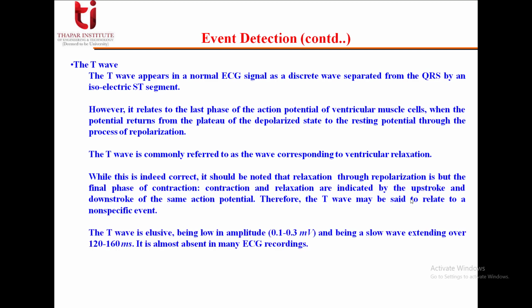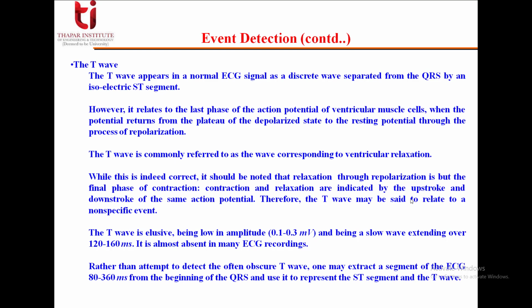The T wave is elusive, being low in amplitude, around 0.1 to 0.3 millivolts, and being a slow wave extending over 120 to 160 milliseconds. It is almost absent in many ECG recordings.